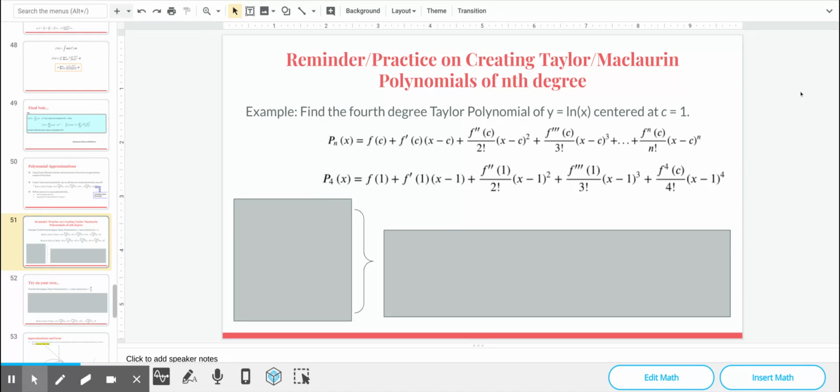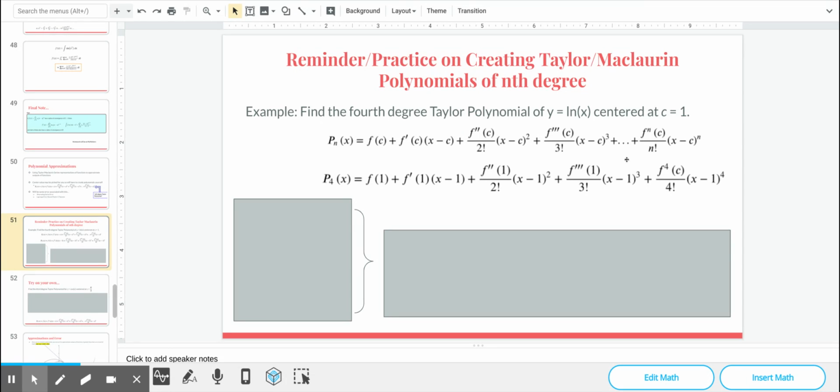Instead of p sub n, we want to find the fourth degree Taylor polynomial. So p sub 4 of x is equal to, we're using c equals 1, so I'm going to replace all of my c's with 1s. You just see that carried through. All of the c's are turned into 1s. Everything else is exactly the same.